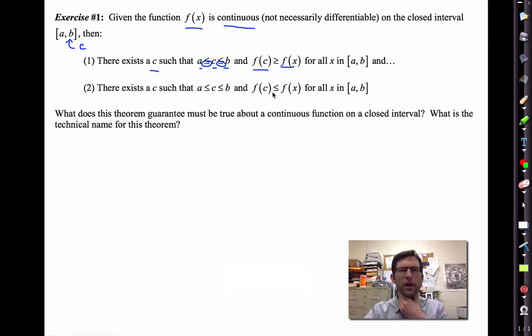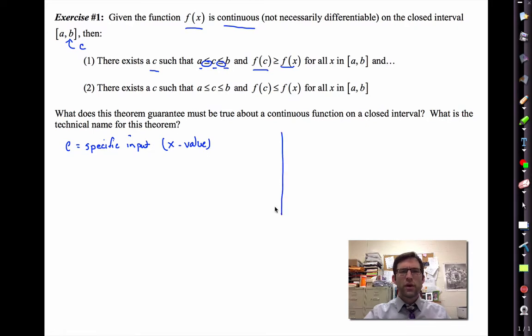So what does this theorem guarantee? Well, what I always tell my students is to first really understand what each letter represents. Does it represent an input, an x value? Does it represent an output, a y value? So it's really important to understand c. c is some specific input. It's an x value.